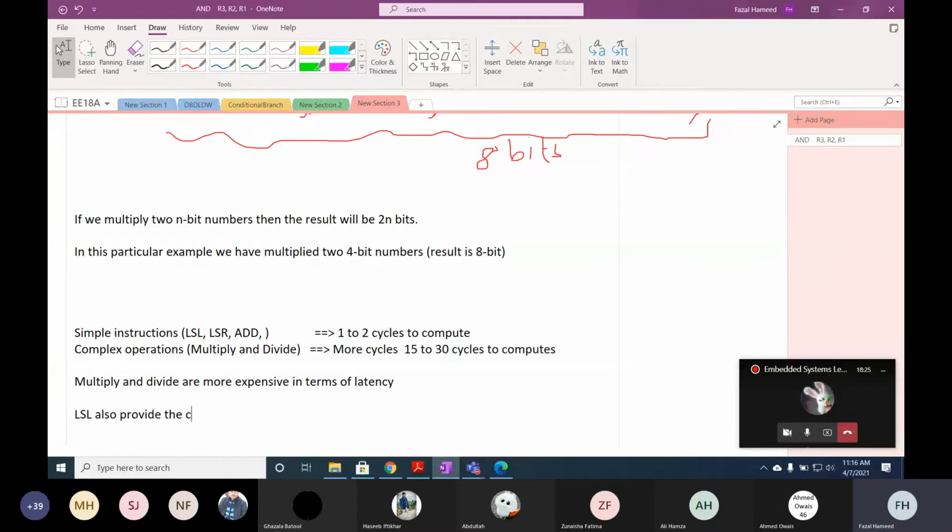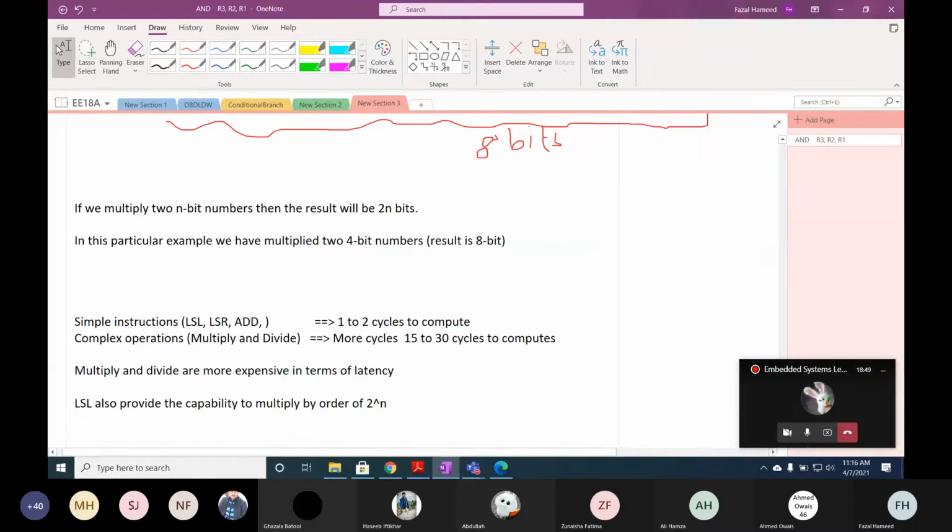provides the capability to multiply, but it only provides the capability to multiply by order of what? By order of what? So is this fast or slow? Is logical shift left fast or slow?